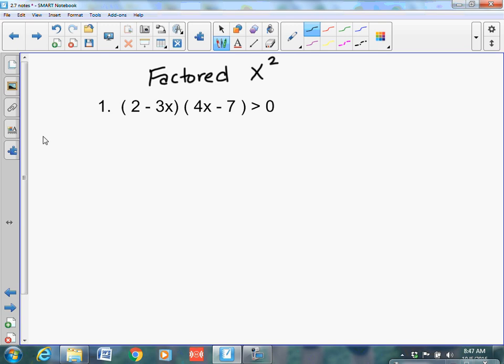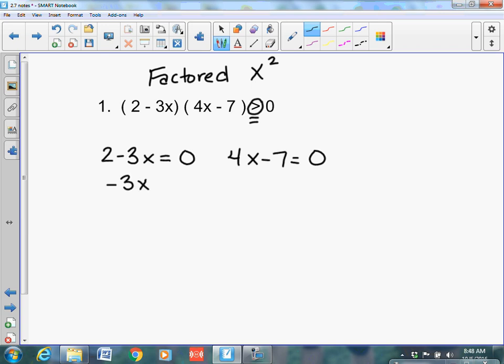So, how do we do this? This is what we do. For a split second, you're going to change the greater than sign to an equal sign. Since it's already factored for you in this problem, you're going to set both of these two parentheses equal to 0. Just for a few minutes, you're going to set those both equal to 0. I know the original problem is greater than, but right now we're just going to set both of the parentheses equal to 0, and we're going to solve for x.